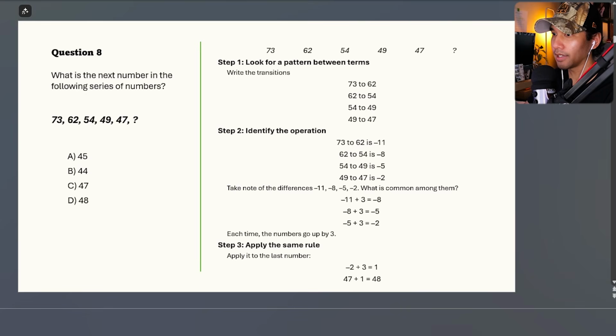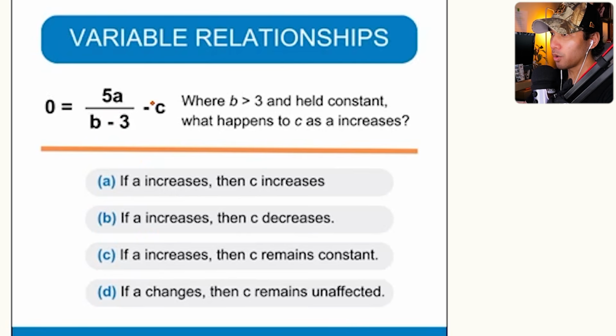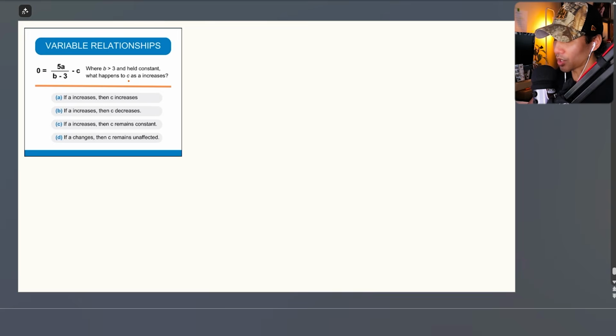So let's go ahead and move on to the last question that they gave us. 0 equals 5a over b minus 3 minus c, where b is greater than, okay, these signs you have to know, than 3 and held constant. What happens to c as a increases, okay? So I hate these questions. These are my kryptonite, okay?